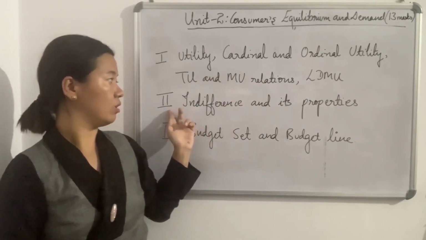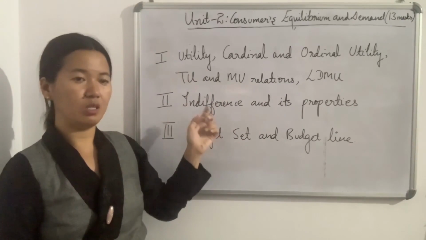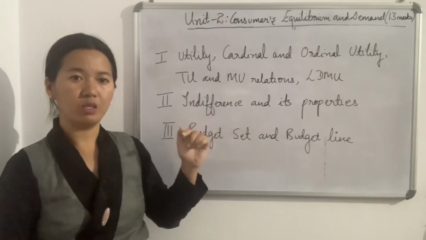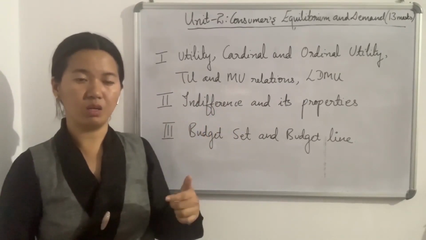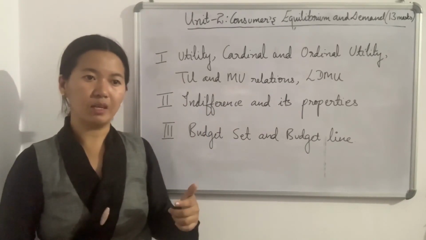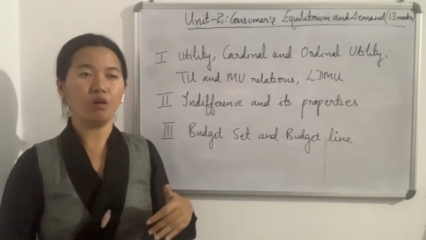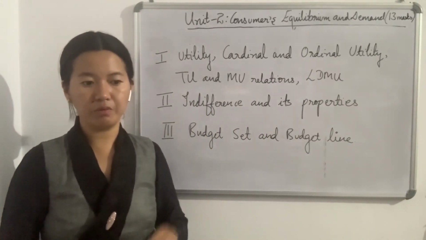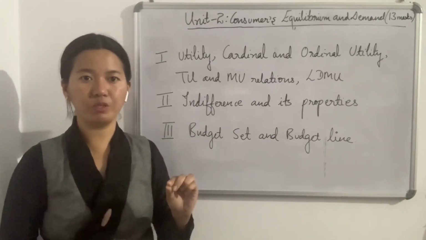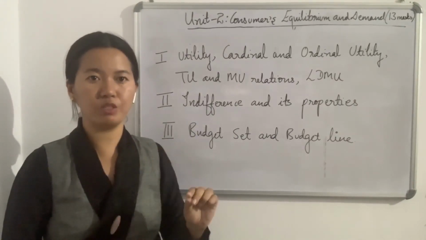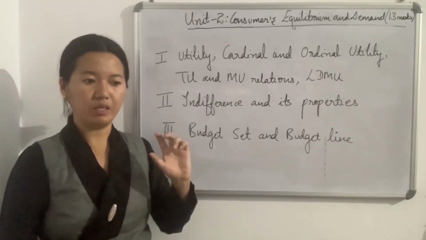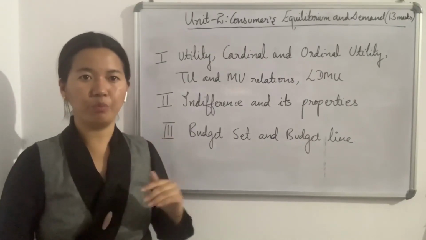And also the second point is very important: indifference curve and its properties. It may come for either 3 marks or 6 marks. In economics, they will not ask you to write all the properties of the indifference curve. They will either give one specific property and you have to explain that property only. So in economics, you have to learn all the sub-points.